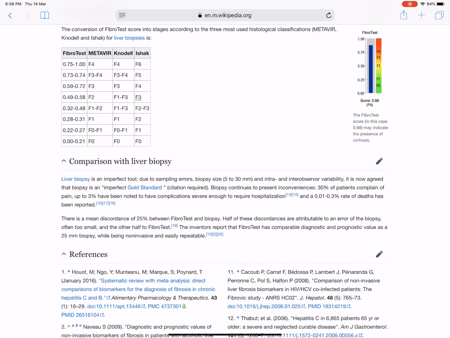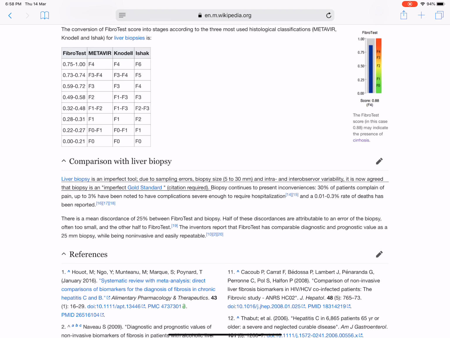0.32 to 0.48: F1 F2, F1 F3, F2 F3. 0.28 to 0.31: F1, F1, F2. 0.22 to 0.27: F0 F1, F0 F1, F1. 0.00 to 0.21: F0, F0, F0.